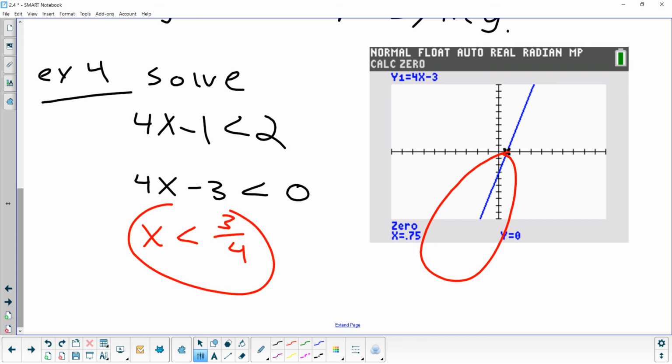If you pick values that are greater than 0.75, let's say you pick 2. Well, if you pick 2, now you're going to be up there. That's not what they wanted. They didn't want it to come out greater than 0. They want the answer to come out less than 0. So any question why we picked less than versus greater than?